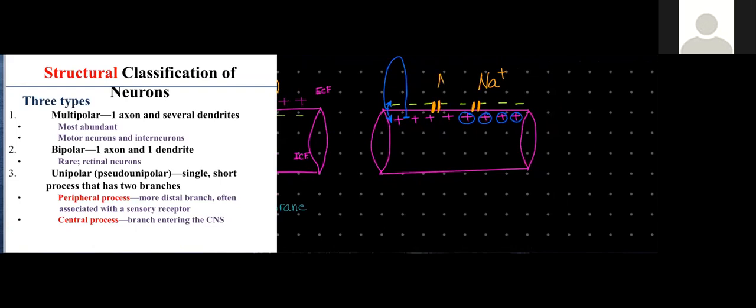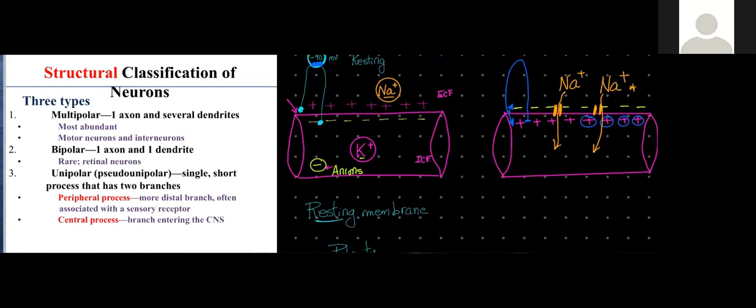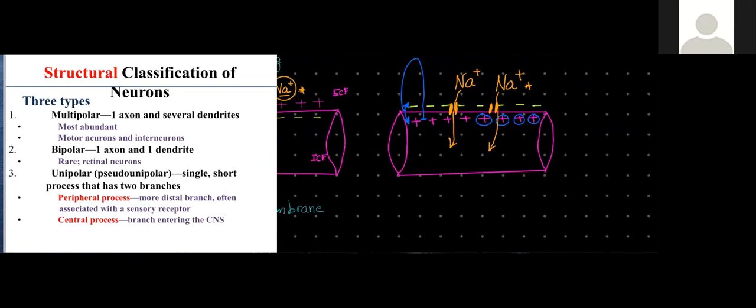So if I get enough stimulation, I will keep opening sodium channels, allowing the sodium down the concentration gradient. Remember, sodium has a very high concentration outside of the cell compared to inside of the cell. So once you open the sodium channels, what's going to happen? The sodium will pass to the inside of the cell, and this will make the inside of the cell membrane become more positively charged.